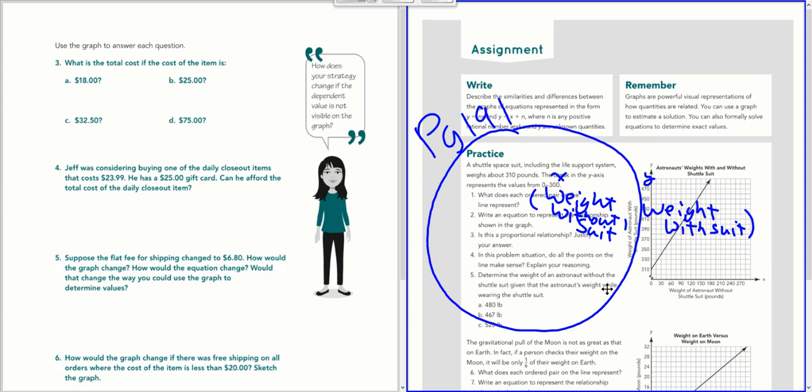And determine the weight of an astronaut without a shuttle suit, given the astronaut's weight while wearing the suit. So a little bit like that first problem we did. Figure out what the astronaut's weight without the suit would be if they weighed these number of pounds.